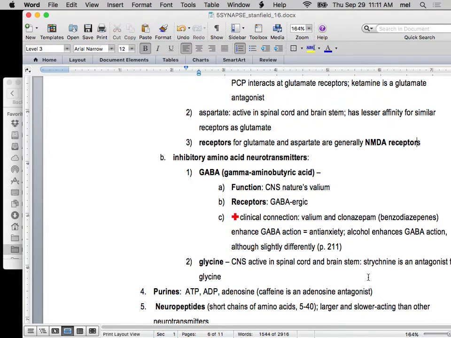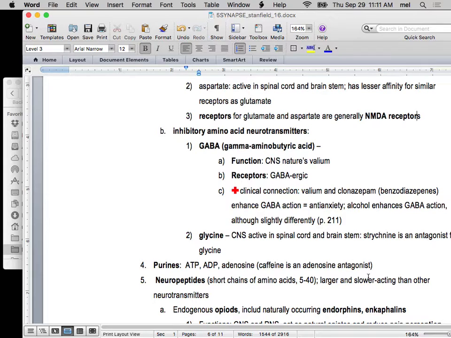Okay, now GABA, the inhibitory amino acid neurotransmitters, GABA and glycine. This is kind of the same situation. We know way more about GABA. This one is more spinal cord and brainstem, and this one is more cerebrum.